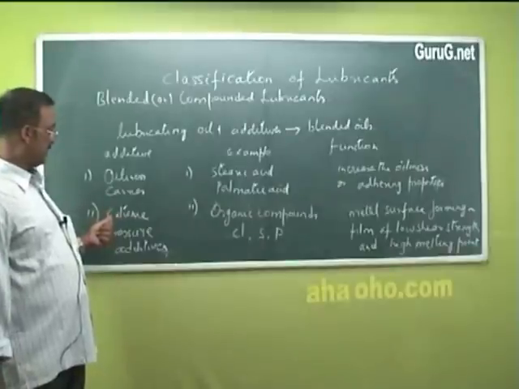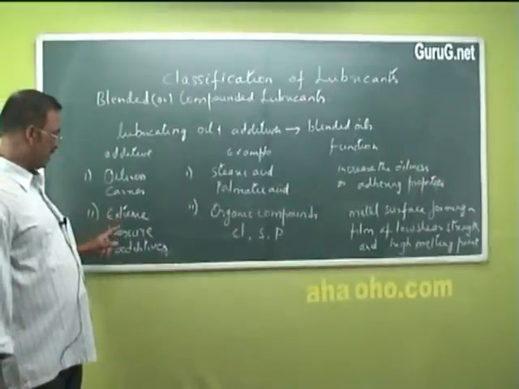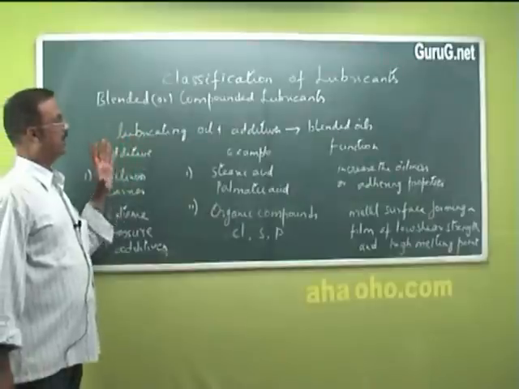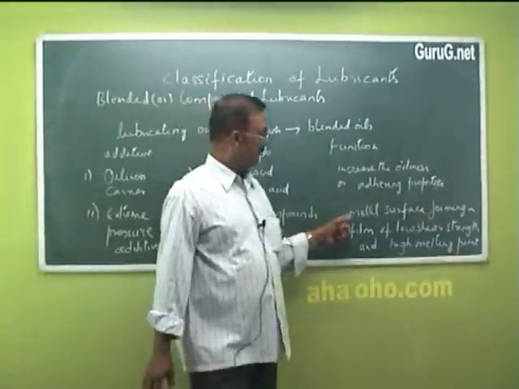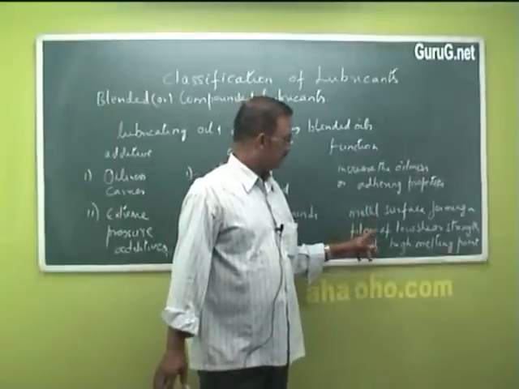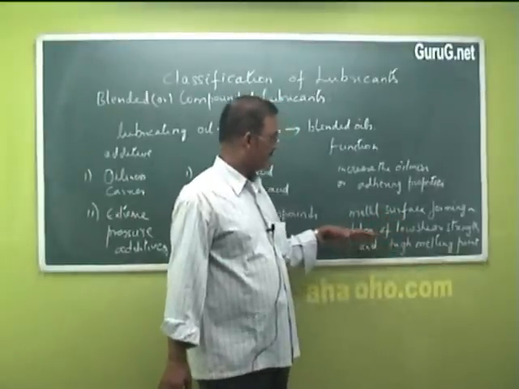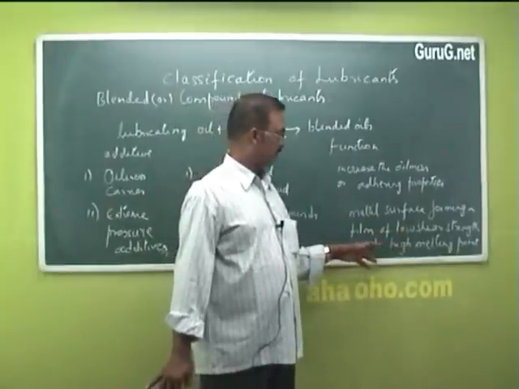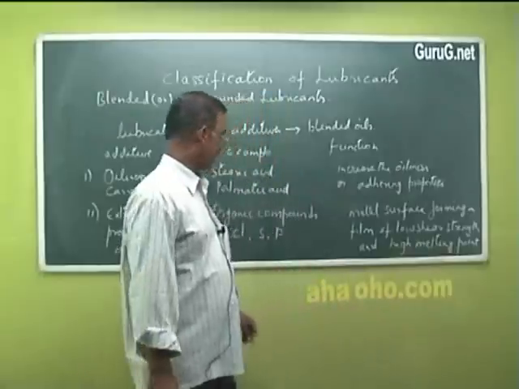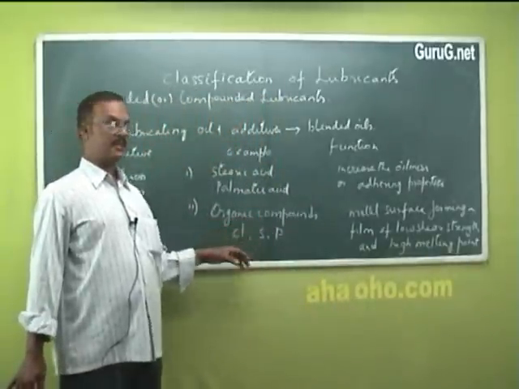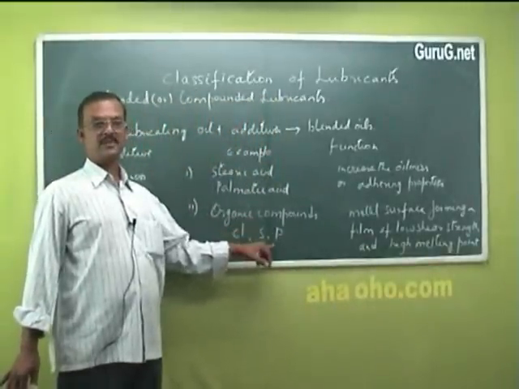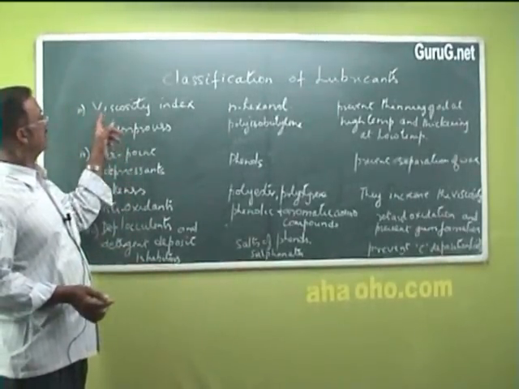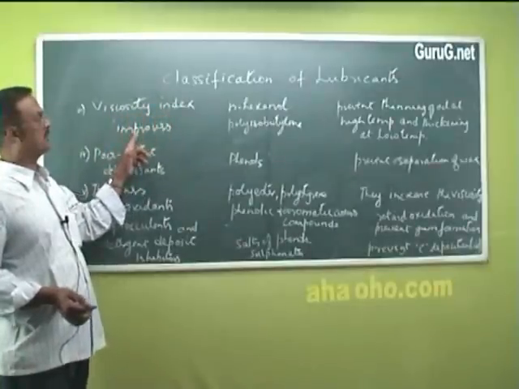Then there are certain additives known as extreme pressure additives. When these are added to the lubricating oil, that will form a metal surface film of low shear strength, and that film has got a very high melting point. Example, organic compounds containing chlorine, sulfur and phosphorus are used for this purpose. The next type of additive is viscosity index improvers.